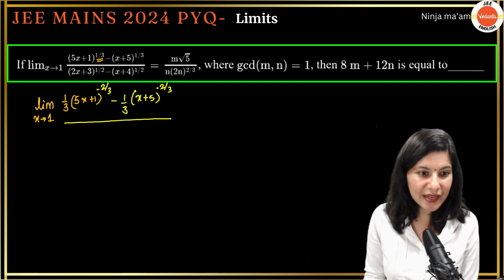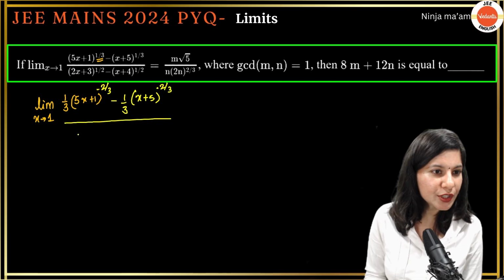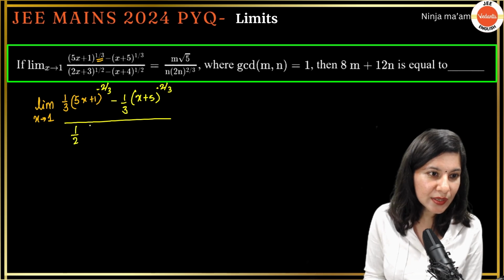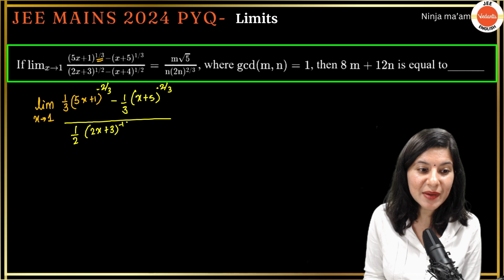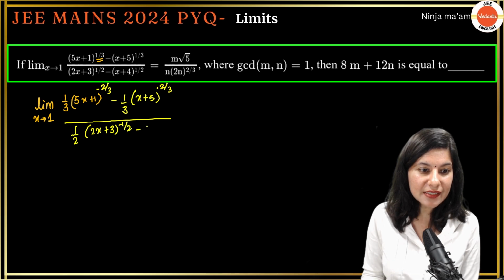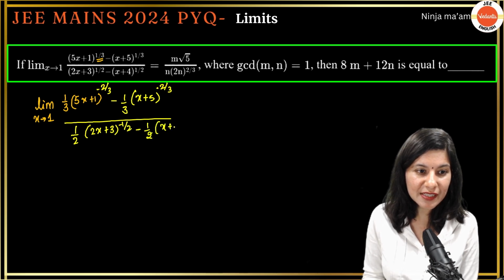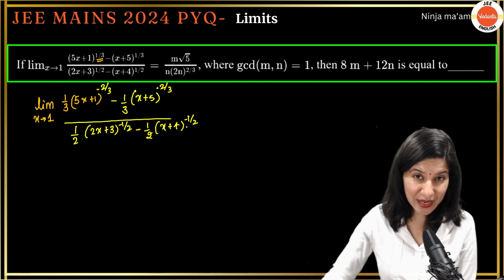So the numerator part is differentiated nicely. Now what about the denominator? 1 by 2 will come in front, 2x plus 3, half minus 1 is minus 1 by 2. Minus, 1 by 2 will come in front, x plus 4 raised to power minus 1 by 2.